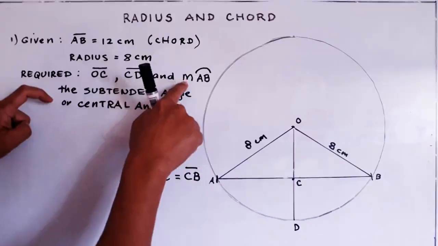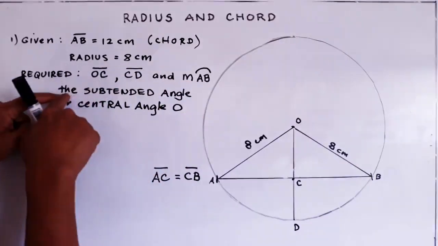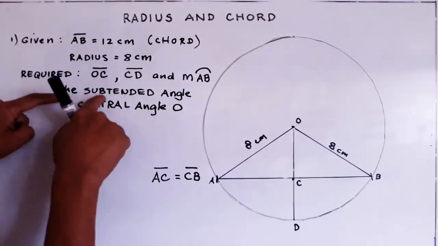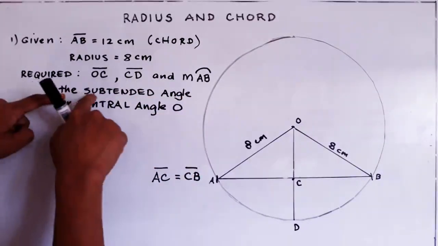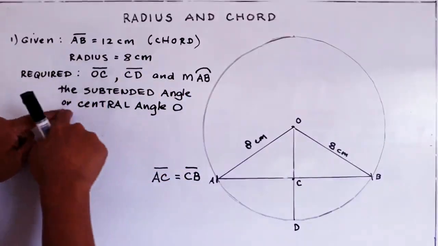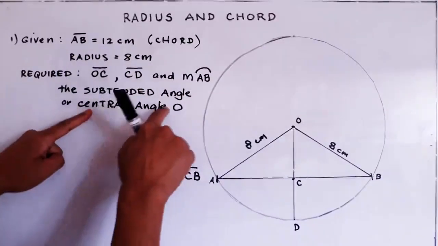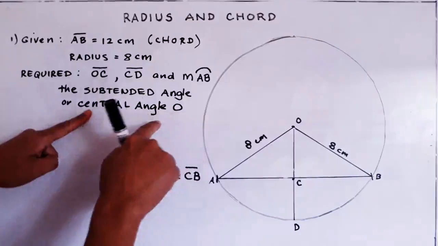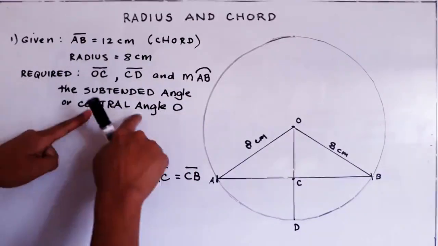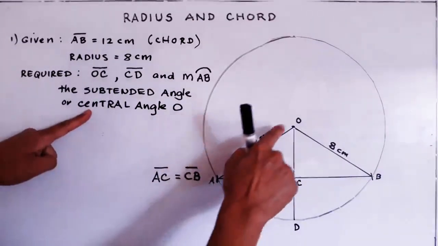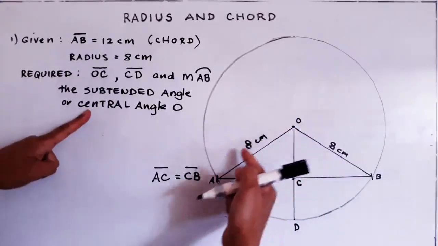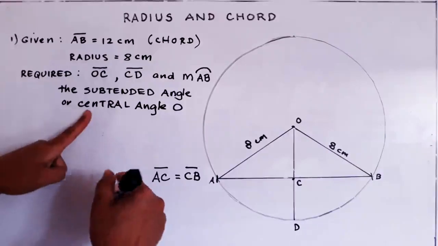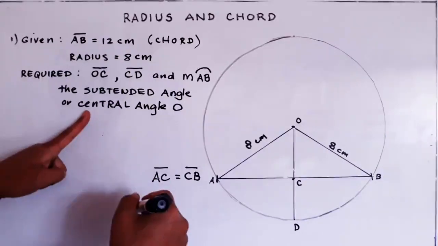So I put there the measure of arc AB. That is also the subtended angle. Or if you're not familiar with the word subtended angle, then we use central angle O. If you want to use 3 letters, the central angle O is AOB or BOA. So that is our central angle.